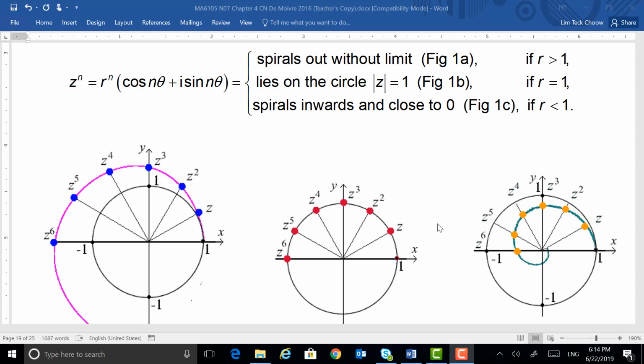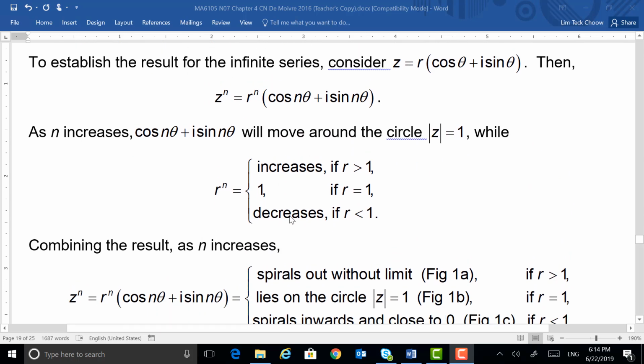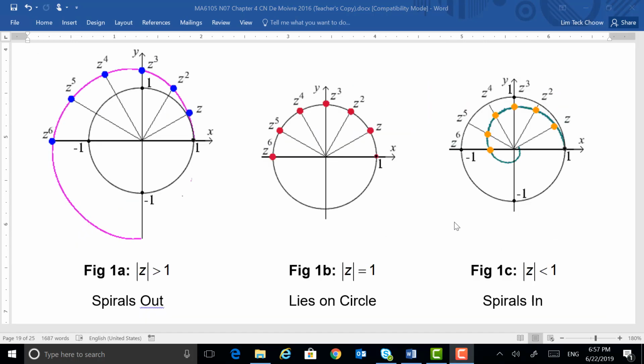So what you realize is, if you raise z to the power of n, you basically get this result: when r is more than 1, it spirals without limit, and when r is less than 1, it goes closer towards 0. Take a good look at these diagrams again. It summarizes what we have discussed earlier: when you raise a complex number z to a power of n, you have three possibilities: 1, 2, and 3.